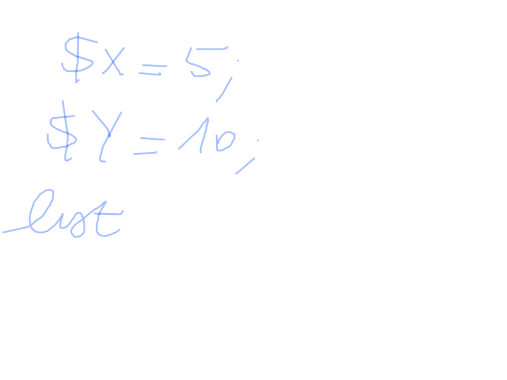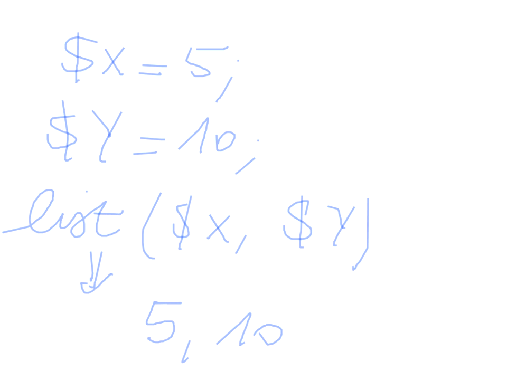So for example, if I write $x equal 5, $y equal 10, so list $x, $y returns 5, 10 together. It is clear, list now?